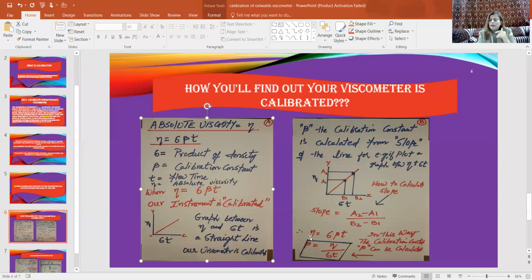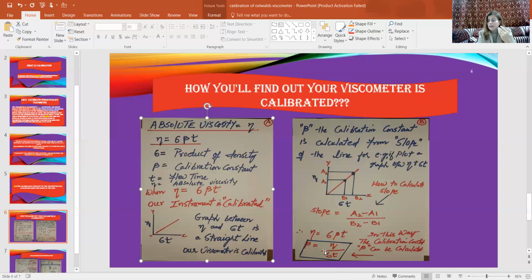So therefore eta equals rho beta t. In this way, the calibration constant beta can be found. If absolute viscosity equals rho beta t, that means our instrument is calibrated. This proves it. And how are you going to calculate the calibration constant? When you divide absolute viscosity by rho t, you get the value of the calibration constant. You have the value of beta: beta equals eta over rho t. Now you have this formula.